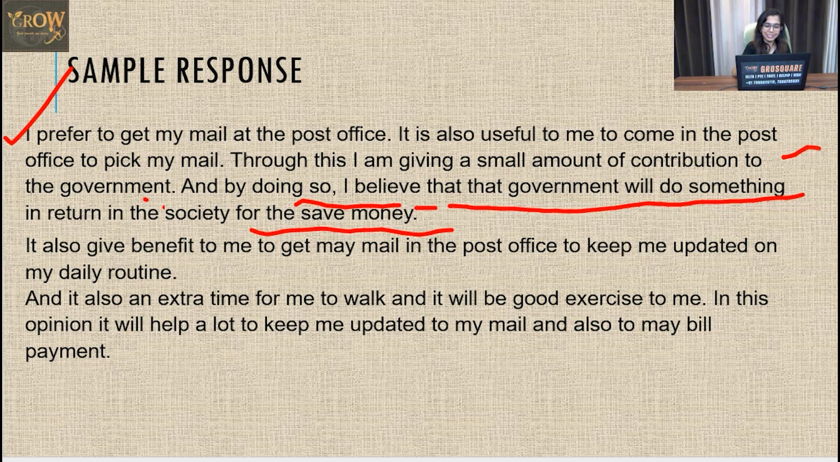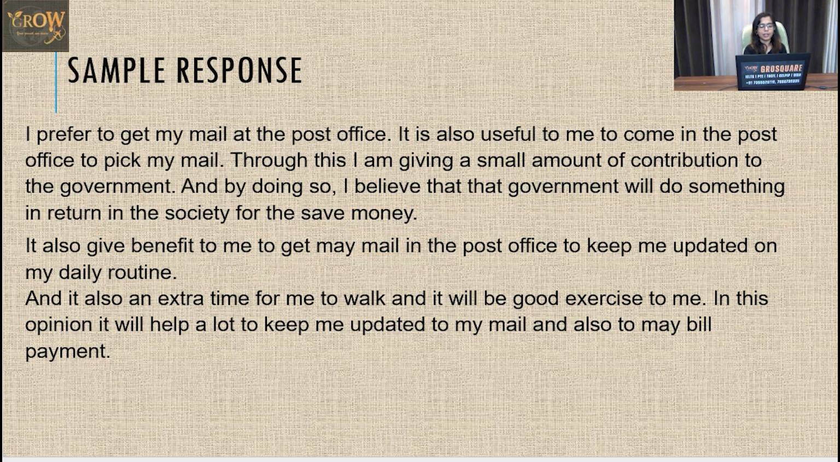This sentence is wrong, right? Inappropriate. So it also gives benefit. It should be benefit to me to get my mail in the post office to keep me updated on my daily routine, and it also an extra time for me to walk, and it will be good exercise for me. In this opinion, it will help a lot to keep me updated to my mail and also to my bill payments, right? So this is what the person has written over here.